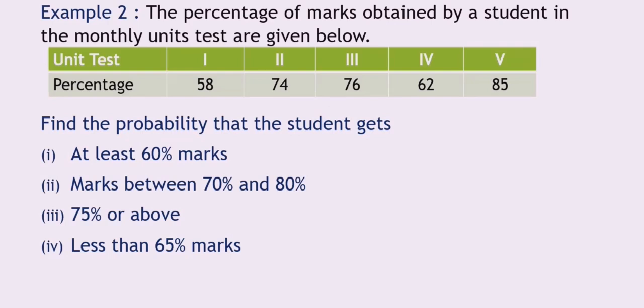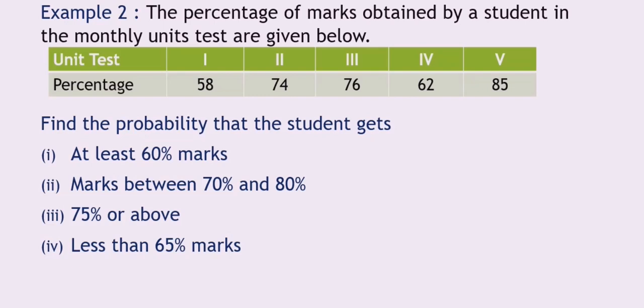So here we have an example 2. The percentage of marks obtained by a student in the monthly unit tests are given below. So you can count the number of unit tests taken. There are 5 unit tests taken, and the percentage in the first test was 58, in the second was 74, in the third was 76, fourth is 62, and fifth is 85.